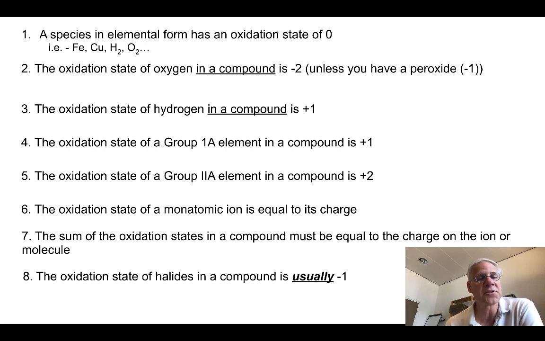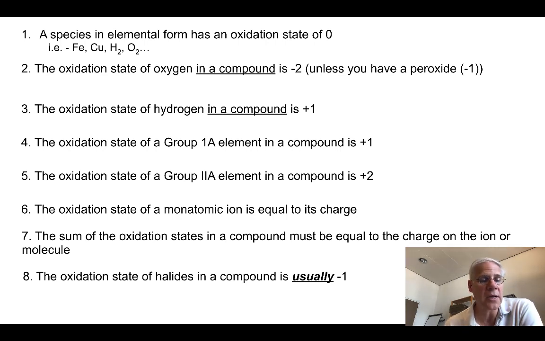If you find any oxygens in any of the compounds, then we're going to assign it a -2. The only exception here is if you have a peroxide, where you have two oxygens bound to each other, and then they both have a -1 oxidation state. Those are pretty rare. The oxidation state of any hydrogen present in a compound is a +1. The oxidation state of any group 1A elements, so lithium, sodium, potassium, etc., we're going to give those a +1. The oxidation state of any group 2A elements, we're going to give a +2. If we have any monatomic ions, we're going to give it an oxidation state equal to its charge. A monatomic ion would be a singular ion by itself, something like sodium plus. There's nothing attached to it, but it has a charge.